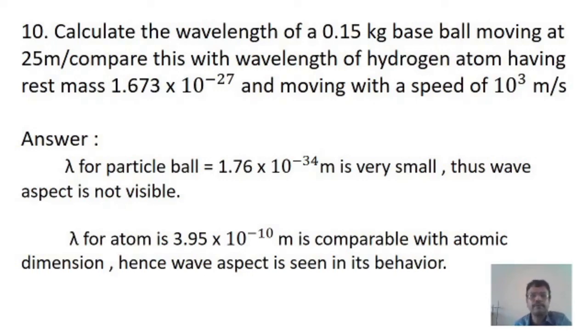You calculate lambda for the baseball as 1.76 into 10 power minus 34 meter, which is very small, so the wave aspect is not visible. In the case of the atom, it is 3.95 into 10 power minus 10 meter, which is comparable with the atomic dimension. Hence, the wave aspect is seen in its behavior.